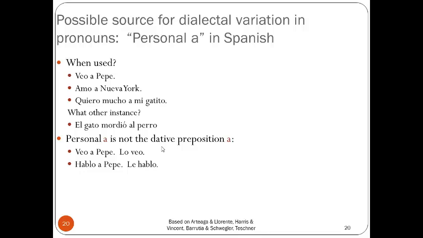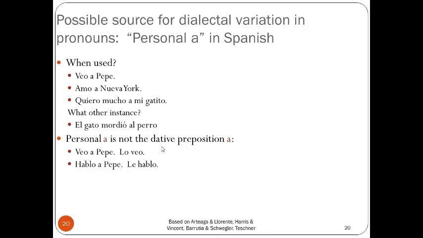Veo a Pepe. It's a direct object. Ver, voir, but you have to use the personal a because Pepe is a person. Amo a Nueva York. Nueva York is very dear to me. I'm going to put the a in there. Quiero mucho a mi gatito. I love my cat a lot. Sometimes you find it to distinguish the subject from the object. El gato mordió al perro, for example.